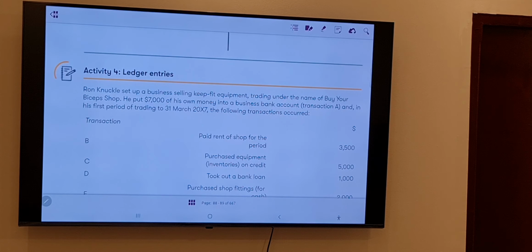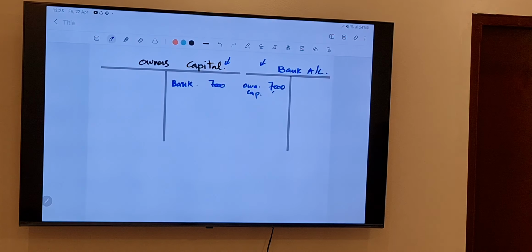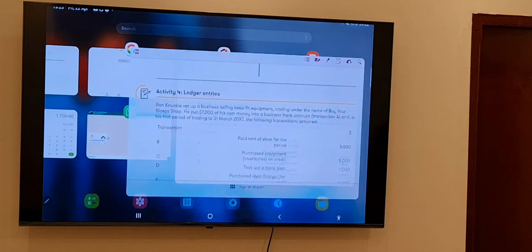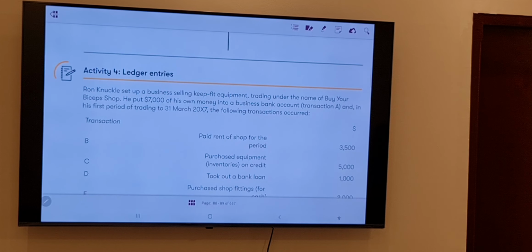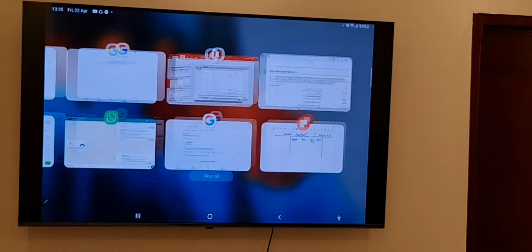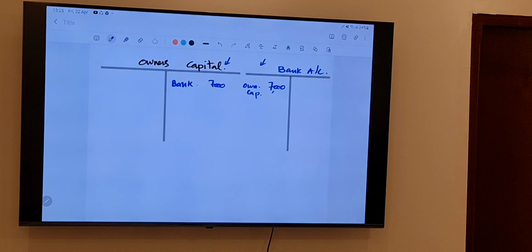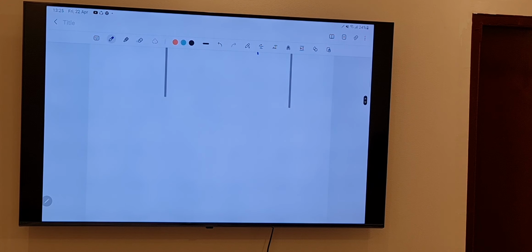Paid rent of shop for the period. Now here we need to make an assumption. This man at the moment has any cash in hand? No. All the cash is in the bank. And the question doesn't tell you whether they are paying by cash or by check. We have to make an assumption that this is paid by bank. So, how much? 3,500. I have to credit the bank and then debit, where? Rent account.